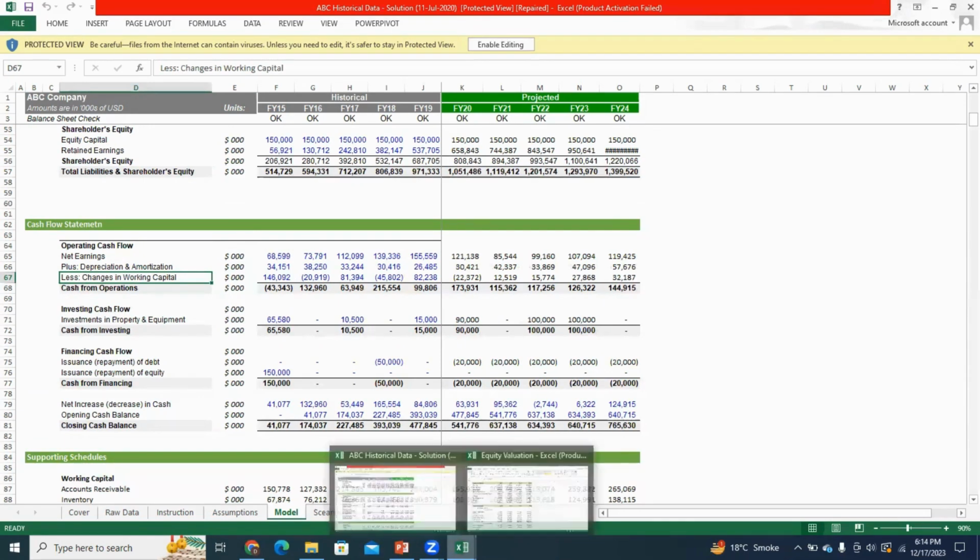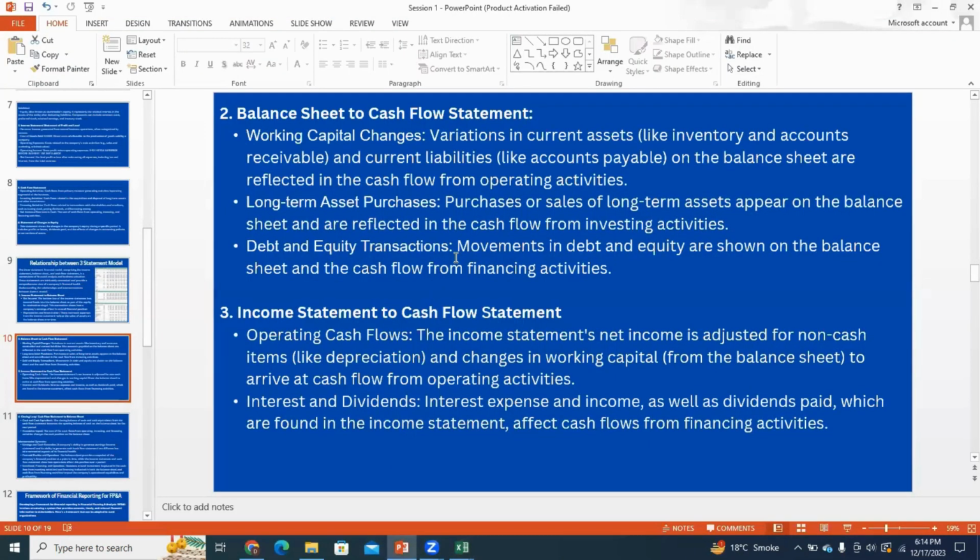Now we move forward. It says long-term asset purchases. Yes, if we purchase or sell long-term asset, it appears on the balance sheet and is reflected in the cash flow from the investing activities. We have seen before that an equity transaction, movement in debt or equity, are shown on the balance sheet and the cash flow from the financing activity.